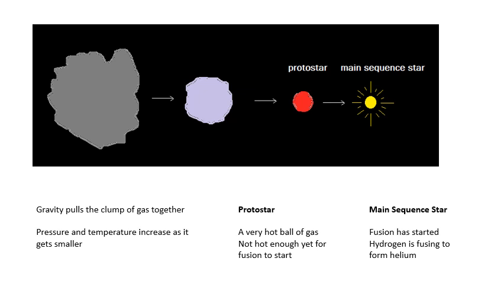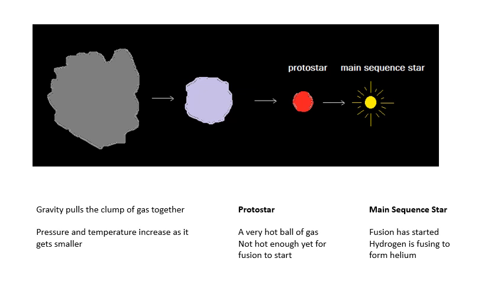Now, gravity is going to pull it together. It's going to get smaller and smaller. The pressure will get bigger and bigger, and it will get hotter and hotter and hotter. Eventually it'll become what we call a protostar. Now, it's not actually a star yet because fusion hasn't started. It's not quite hot enough for fusion to start.